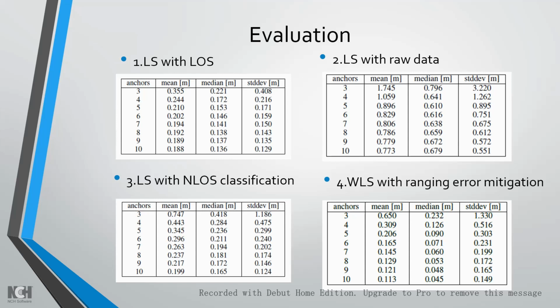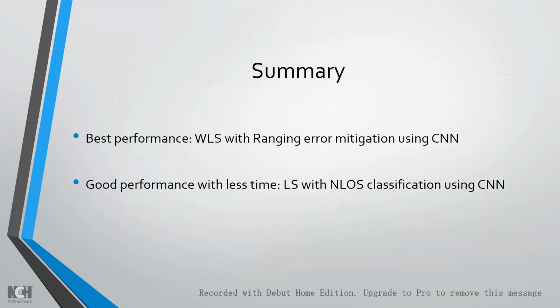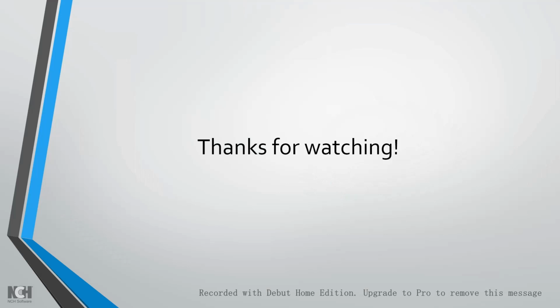The last table shows the weighted least square algorithm with ranging error mitigation. We can see this method performs very well. The mean error is even smaller than the first result. So in summary, the weighted least square algorithm with ranging error mitigation using CNN has the best performance, but it took a lot of time to train the model. The least square algorithm with NLOS classification using CNN also has a good performance, and it takes less time to train. In this project, machine learning algorithms were used to solve communication problems.